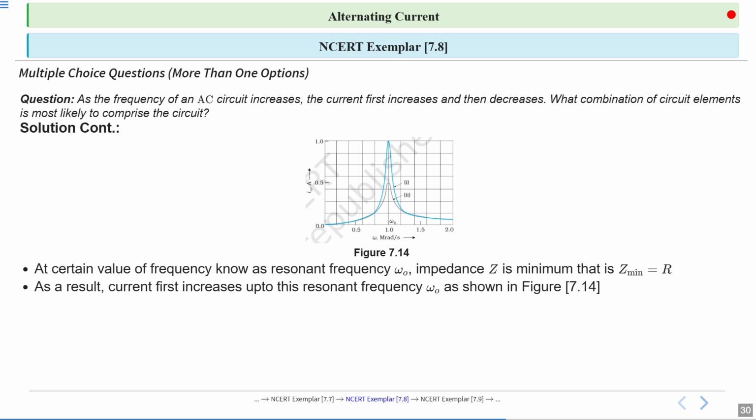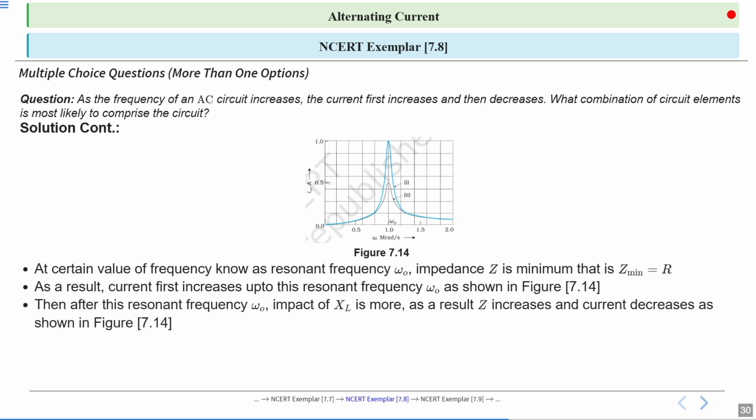So current increases and reaches the maximum value at the resonant frequency. Now, after that, we further increase the value of omega. Then XC will further decrease and XL will further increase, due to which the difference between both of them starts increasing again and Z will start increasing again.